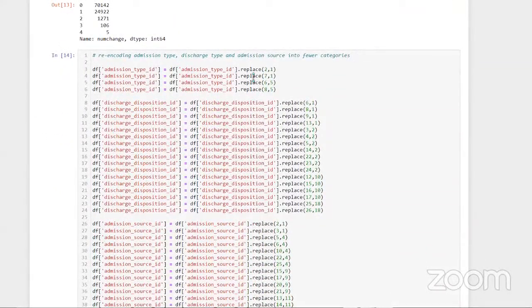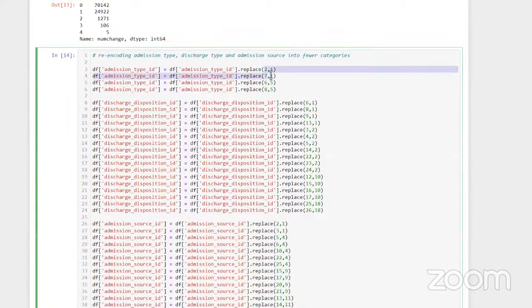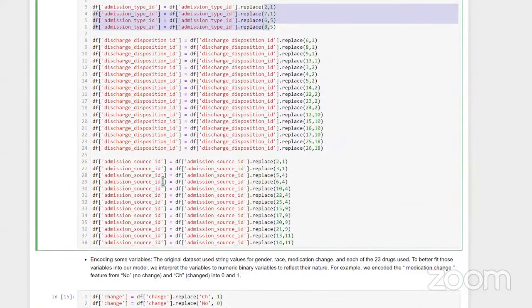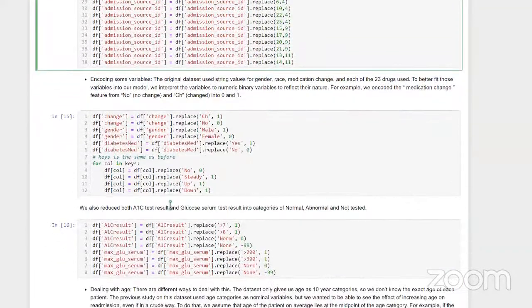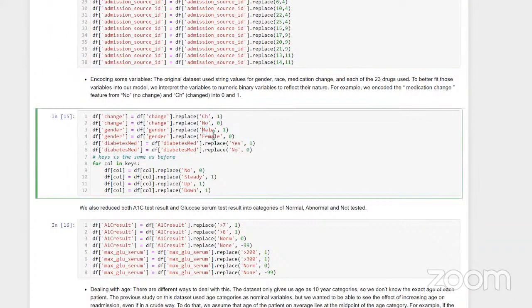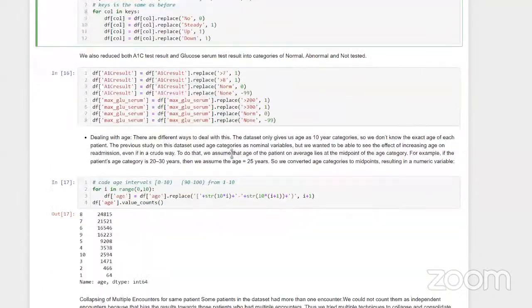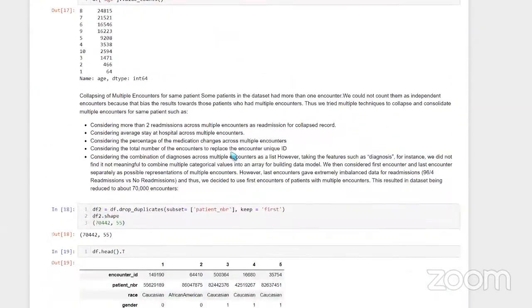And we re-encoded it to certain values. You can see 2 is replaced by 1, 7 is replaced by 1, 6 is replaced by 5, 8 is replaced by 5. We did this for admission type, discharge disposition, and admission source. All these columns we encoded. Here you can also see we replaced gender with numbers, and we replaced change, whether changed or not, with numbers. All these things we are encoding.